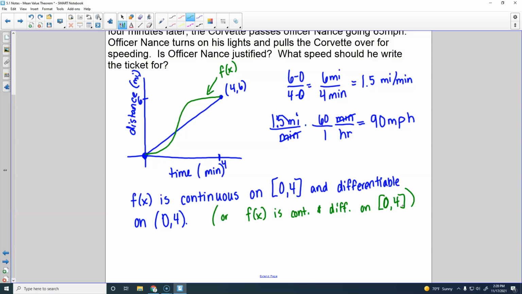If it's a graph problem and it's not differentiable at the endpoints, if you have some sort of like sharp turn, then you would have to say it separately. But most of the time you can just say this together. Okay. So we are assuming that this is continuous.